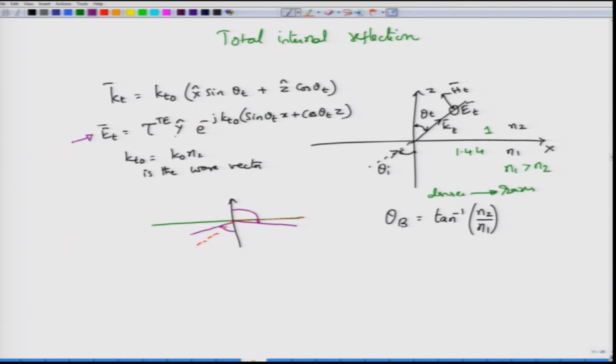So, with normalized values, what we have is the transmission coefficient tau TE, which of course will be in magnitude less than 1, or will it be? Let us see that. So, this will be times e to the power minus j k_t0 (sin theta_t x plus cos theta_t z). And we also know that cos theta_t can be written as the square root of 1 minus n1 square sin square theta_i divided by n2 square. Now, observe that we have a situation where n1 is actually greater than n2, correct.